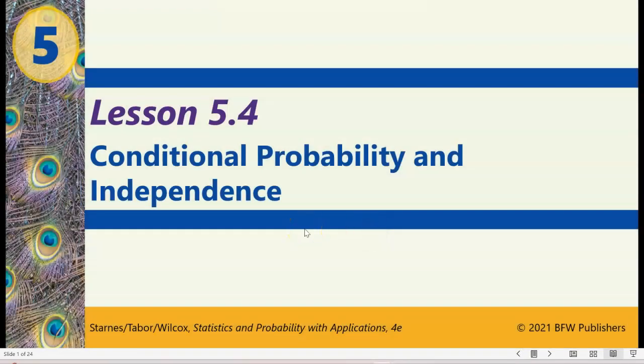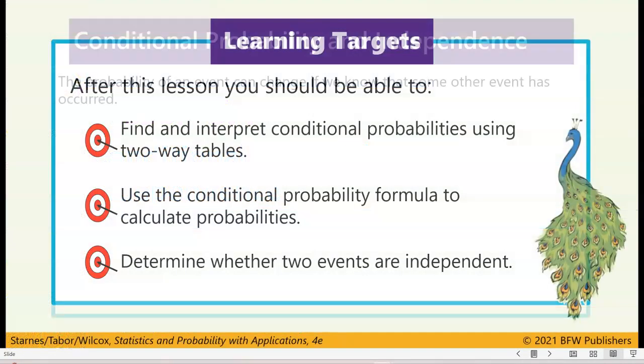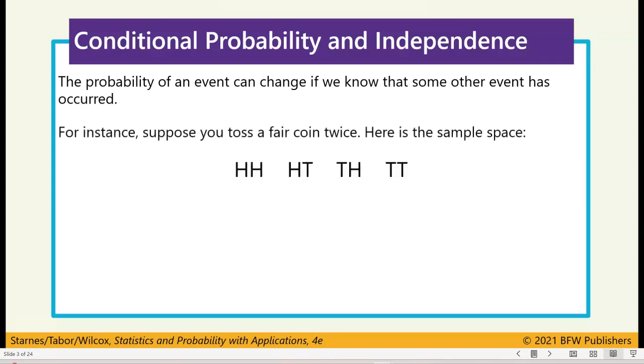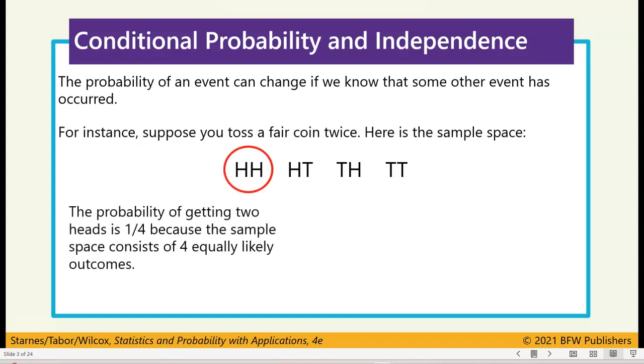Okay, this is lesson 5.4 on conditional probability and independence. We'll see some of the same examples, but asking different questions. Probability can change when an event has occurred. For instance, if you toss a fair coin twice, the sample space is all the possibilities. So you've got heads, tails, and so forth. What's the probability of getting two heads? It's 1/4, because there are four possibilities, and all of those are equally likely outcomes, so it's 1 out of 4.